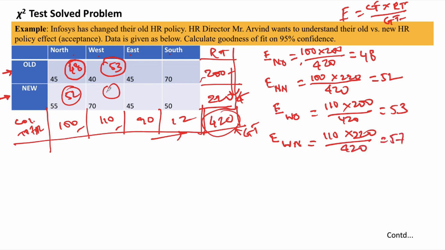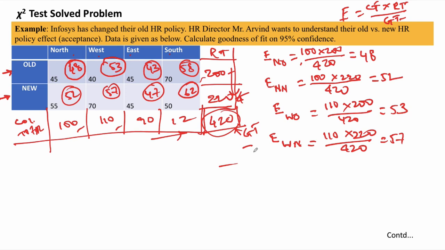So the value is 57. Similarly, if we calculate, we'll be getting the expected values like this: 43, 47, 58, 62, and all these values are denoted by the circle within the circle. Clear? So we have understood what the expected value is, what the gross total is, and so on and so forth.